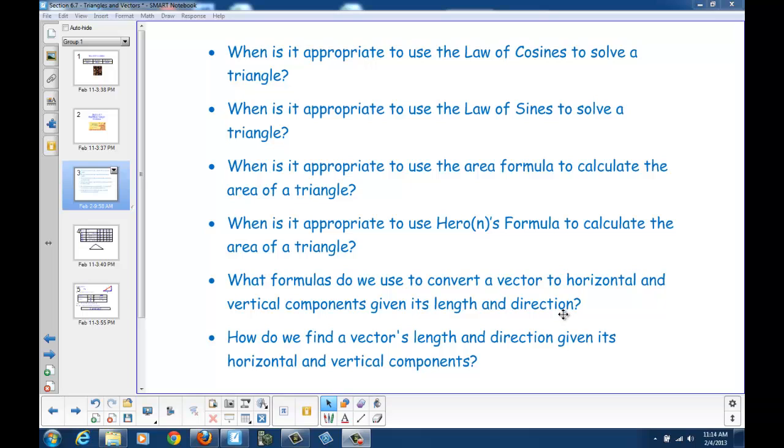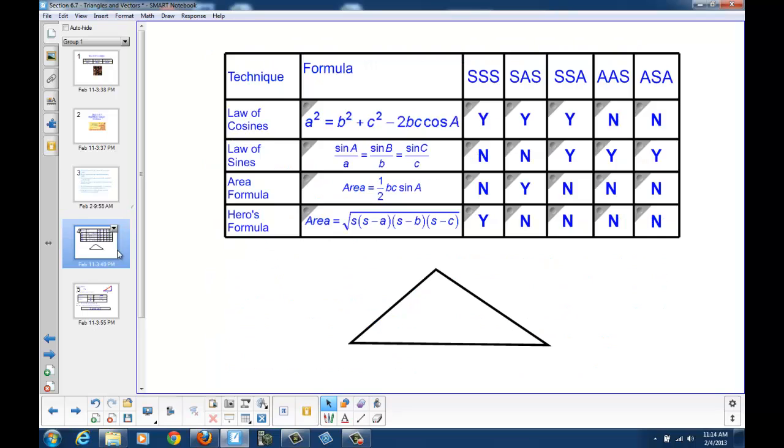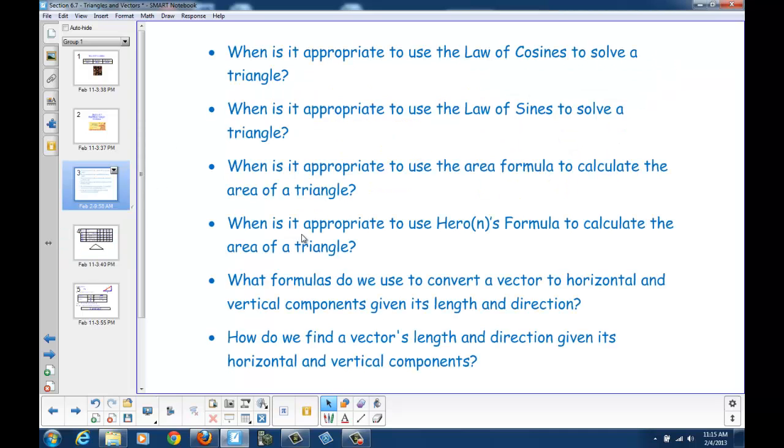So let's recap. To answer these first 4 questions, when is it appropriate to use each of the formulas to solve a triangle or solve for the area, we need to examine the information we've been provided and then decide according to which information is needed for each of the formulas, as is summarized in this nice little table right here.